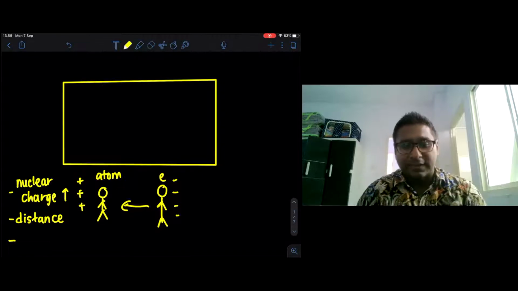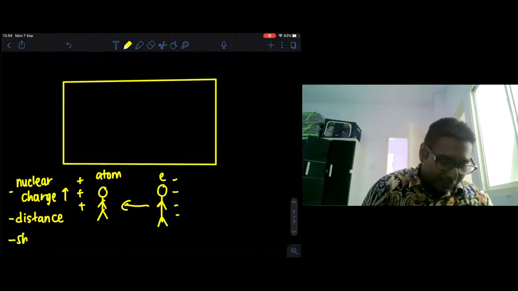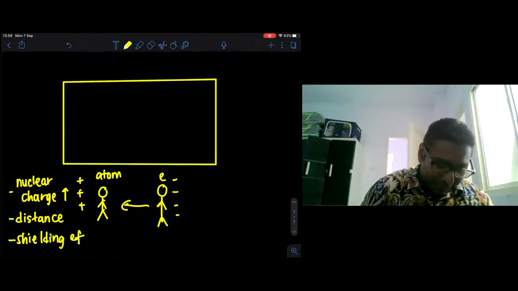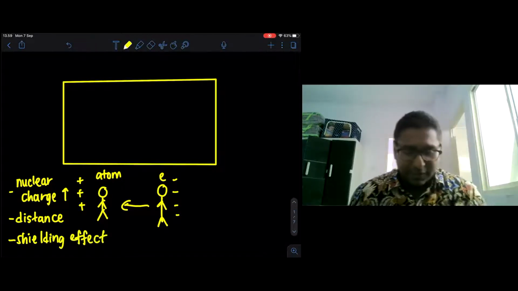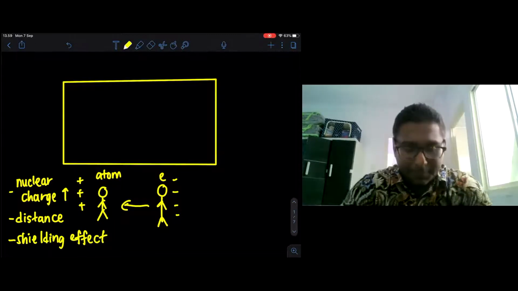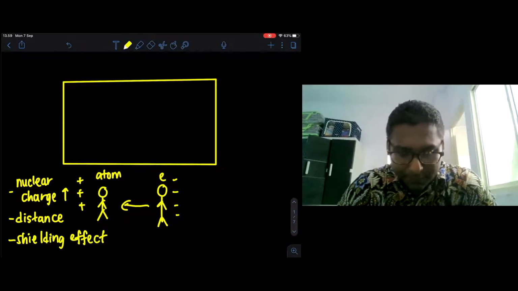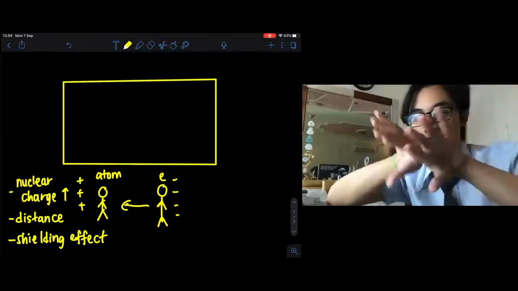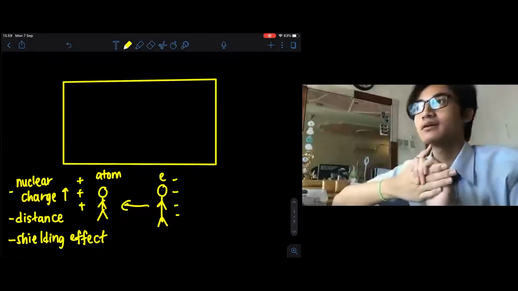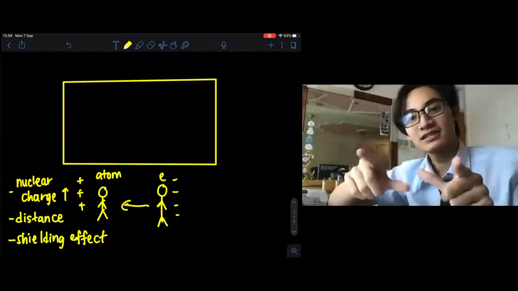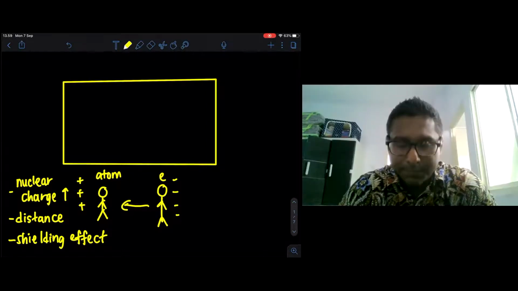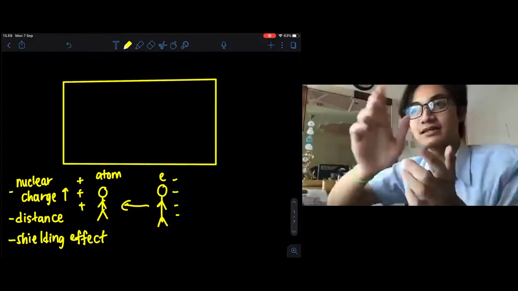That's distance. And we have learned about the shielding effect. Can someone help me? What is the shielding effect? Josh, can you tell me what the shielding effect is? It's like electrons repelling each other in the atomic orbitals, so it's easier to ionize the element itself.